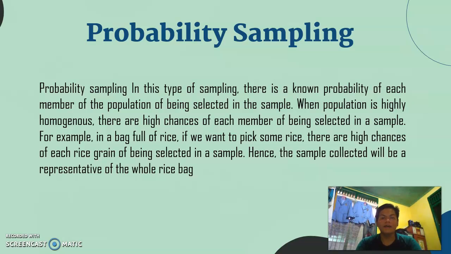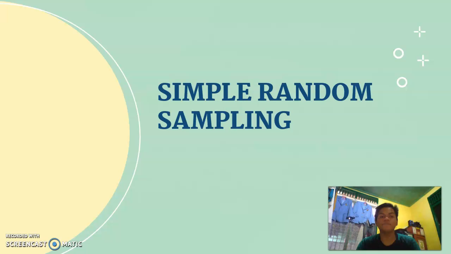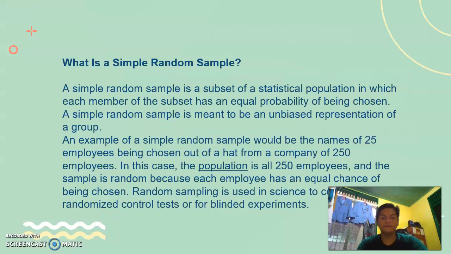When population is highly homogeneous, there are high chances of each member of being selected in a sample. For example, in a bag full of rice, if we want to pick some rice, there are high chances of each rice grain of being selected in a sample. Hence, the sample collected will be a representative of the whole rice bag. Simple random sampling. What is simple random sample?